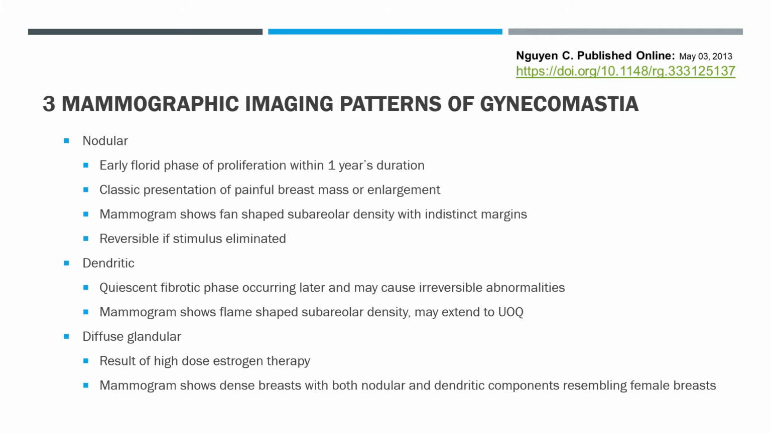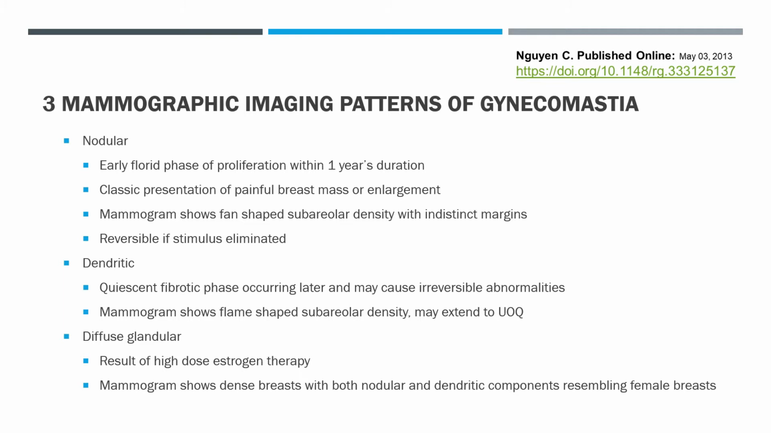Three mammographic imaging patterns of gynecomastia can be seen: nodular, dendritic, and diffuse glandular. Nodular pattern is typically early on within the first year. They typically present with a painful breast mass or enlargement. You will see that classic fan-shaped subareolar density. And if the stimulus of the hormonal imbalance or whatever is causing the gynecomastia is removed, often these imaging findings are resolved.